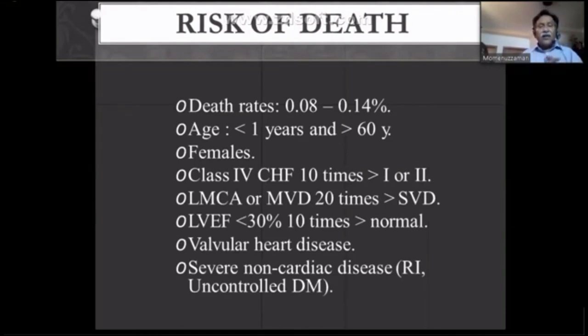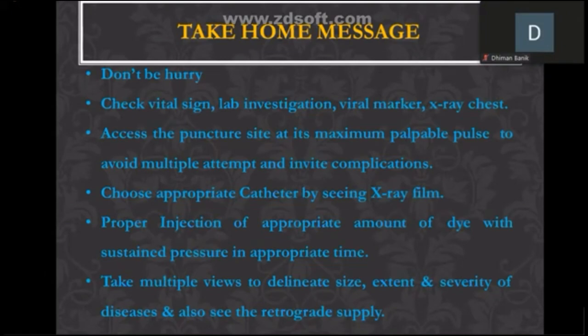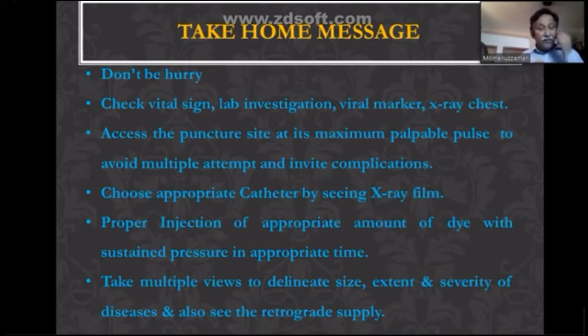So in a nutshell, the take-home message is that don't be in a hurry. Check the vitals and assess the puncture site at the maximum palpable pulse to avoid multiple attempts and inevitable complication. Choose appropriate catheter, check the X-ray field, proper injection, appropriate amount of dye with sustained pressure in a time. Take multiple views, delineate the size, extent, and severity of the disease, and always keep in the monitor to see the ECG and pressure. With this view, thank you very much, all of you, for your patient hearing.